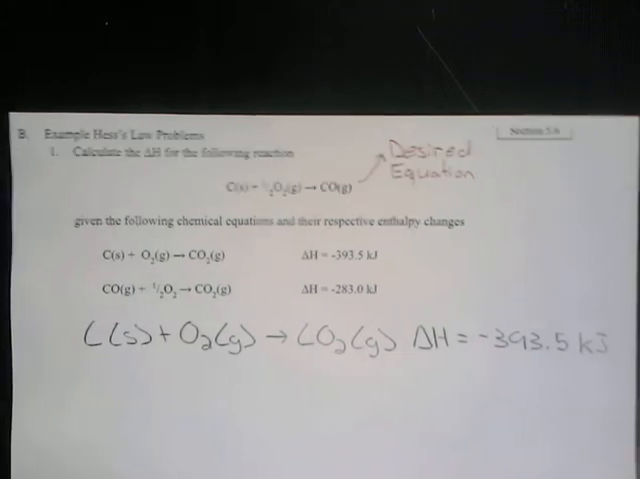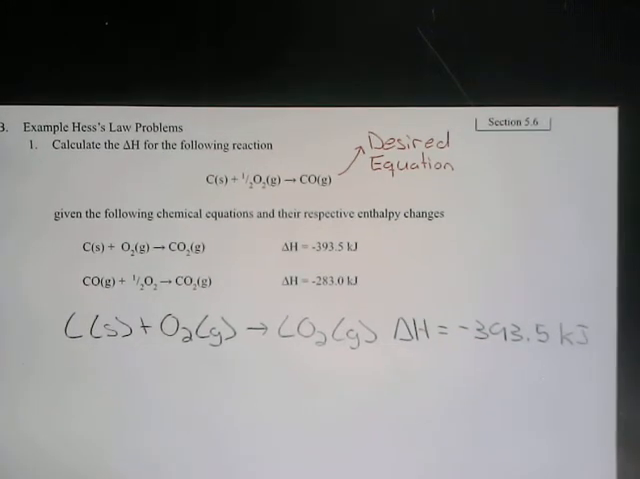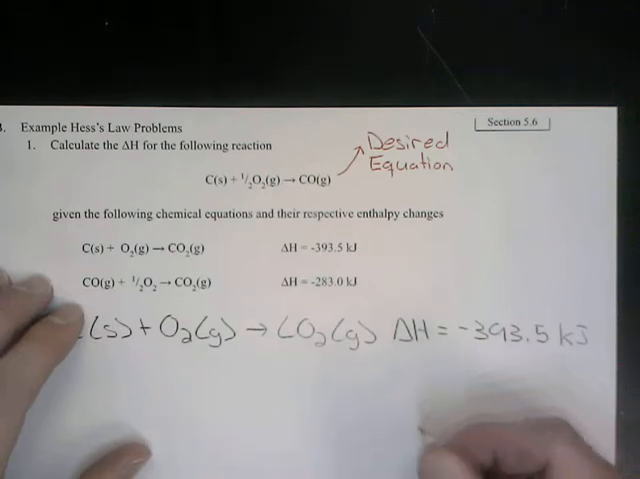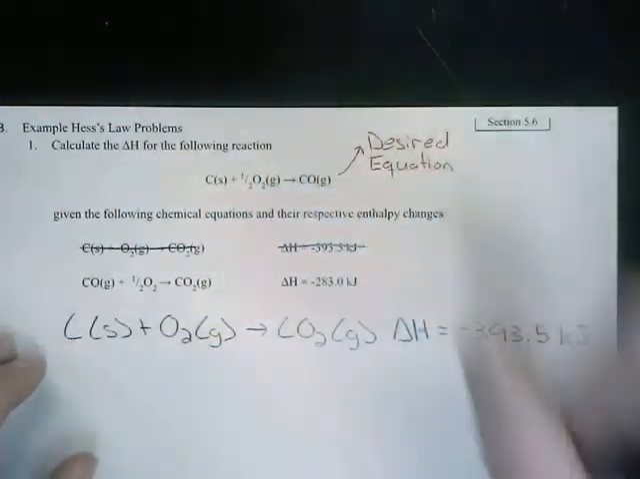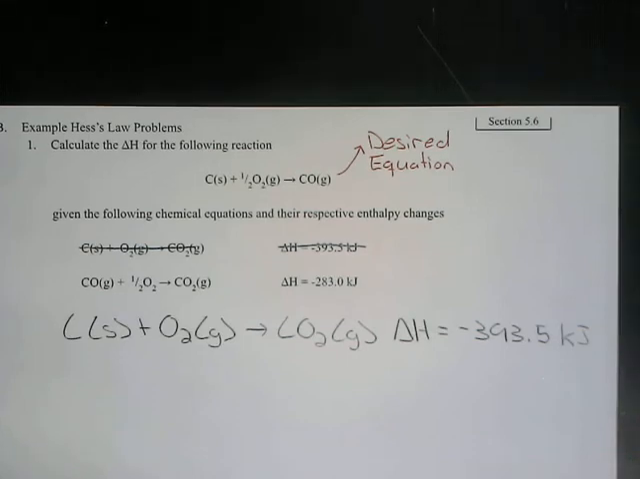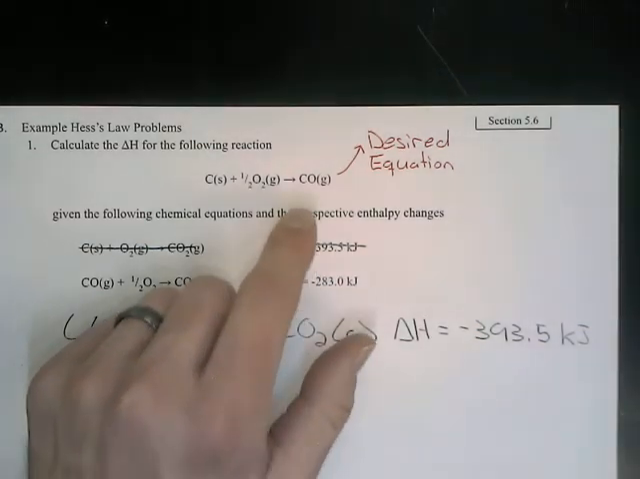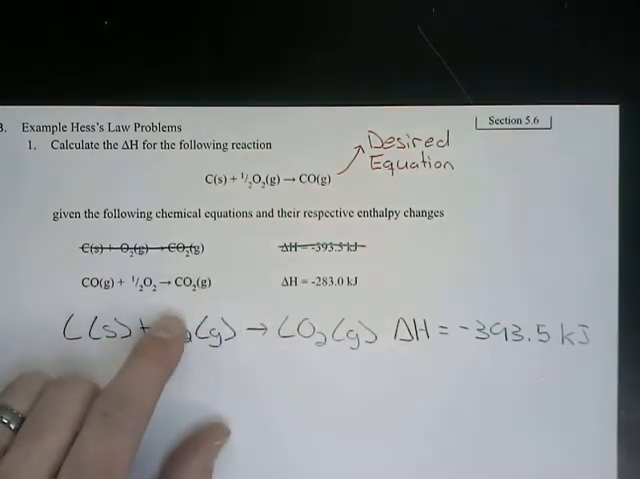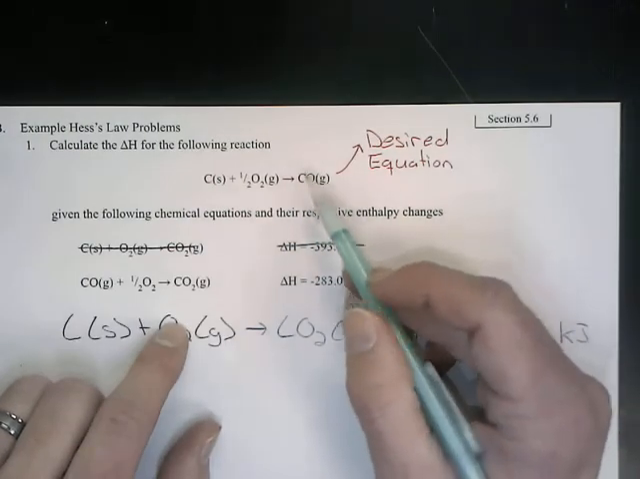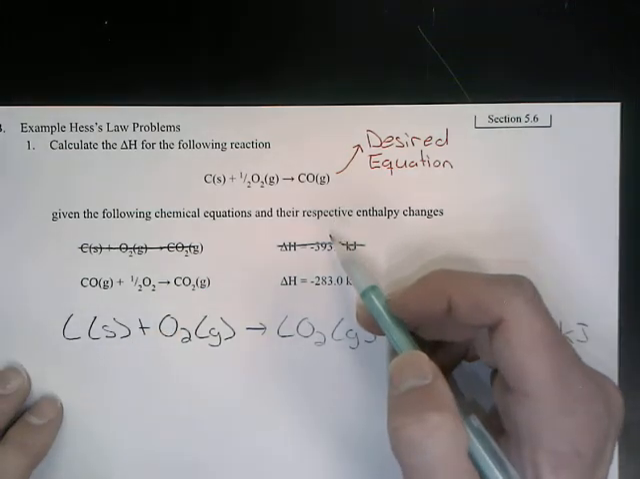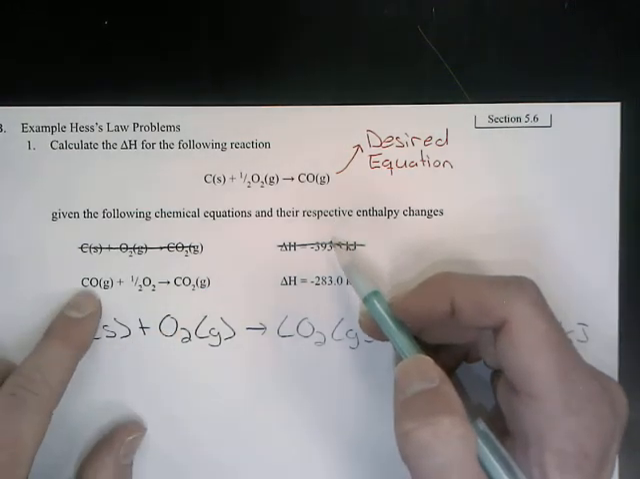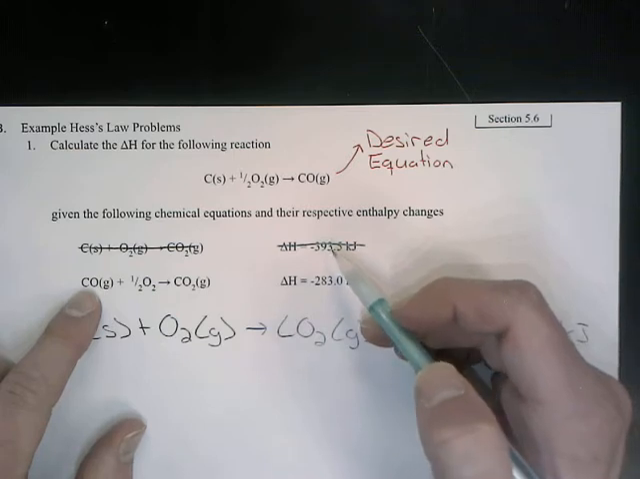And now what I'm going to do here is this. Whenever I rewrite something, I'm going to cross it out so I don't reuse that up above, okay? Now, I'm going to go down here and look in my desired equation, and I see that I need carbon monoxide, CO, on the right-hand side. So I look here, and this equation has CO, and it's on the left-hand side.